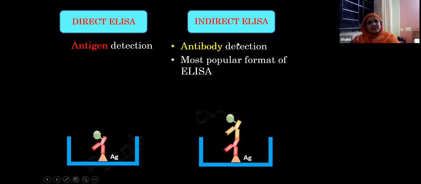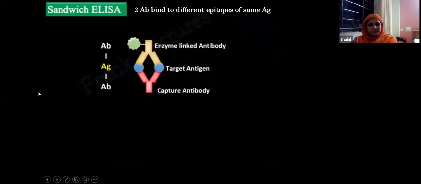Indirect ELISA is used for antibody detection. Now, in most of the blood tests, we are going to test for either the IgM or IgG antibody. Here the antigen is adsorbed onto the surface, and the antibody reacts. This is a test antibody, and then a second antibody is added onto it.